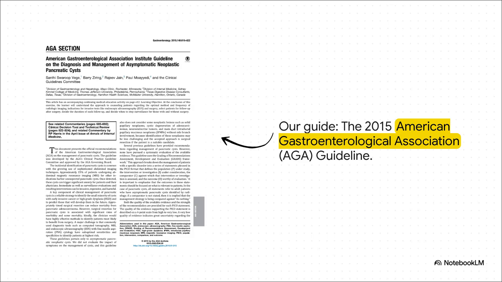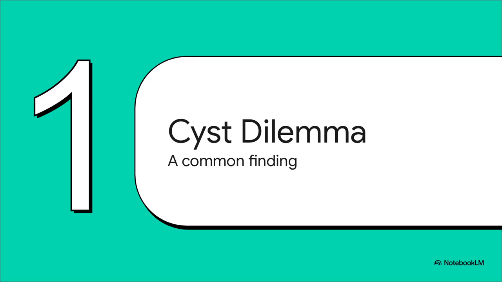And just so we're all on the same page, this is our guide for today. Everything we're talking about comes straight from this key clinical document from the AGA. The whole point of it is to standardize our approach so we can make the best possible decisions for our patients. All right, let's kick things off with the core problem itself. Why are we seeing these cysts pop up so often? And what's the real challenge they present in the clinic?